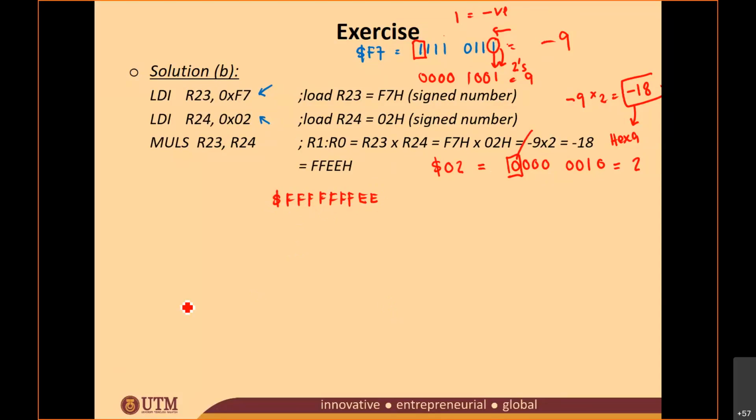So next, what you're going to do? Which one will be stored to R0 and which number will be stored to R1? Starting from right to the left, this is the lower byte and this is your middle byte and so on. So this is your R0 and this is your R1. The rest you just ignore because it just indicates that it is a negative number.